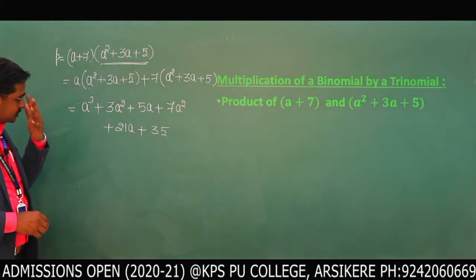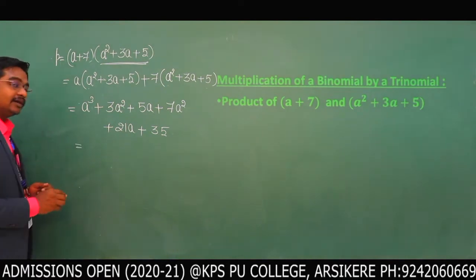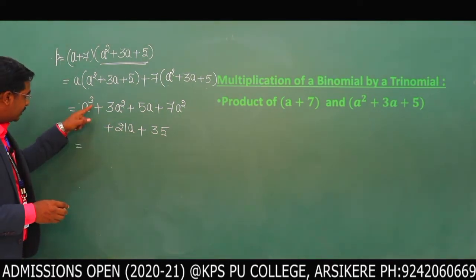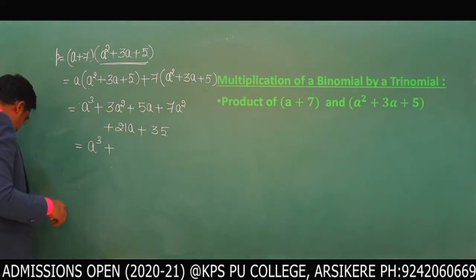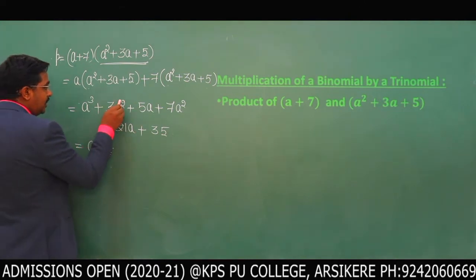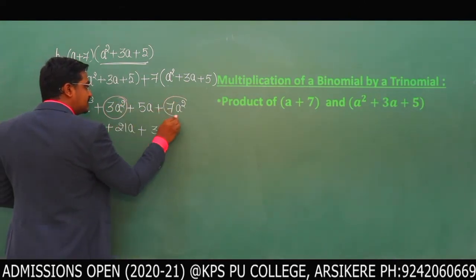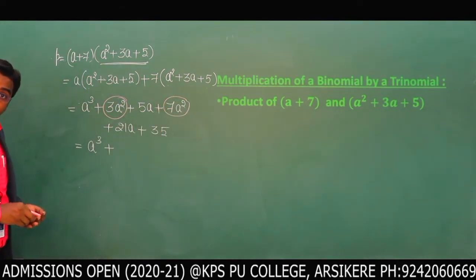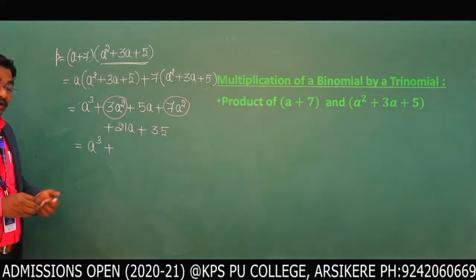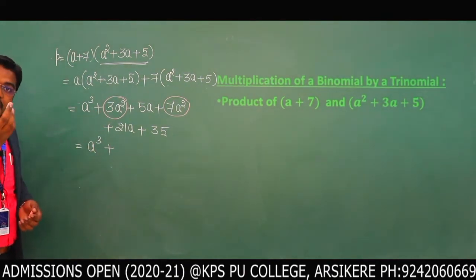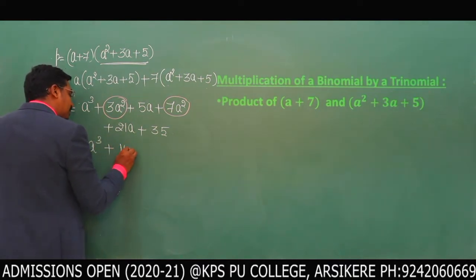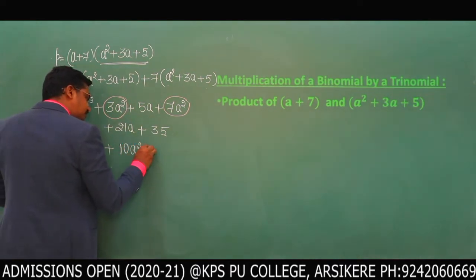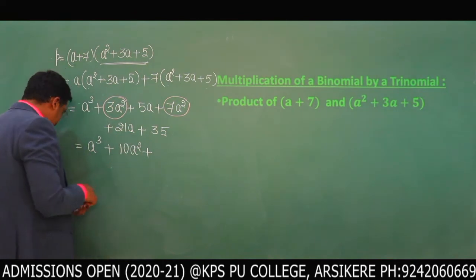So now we combine these terms here. First go with the highest degree term, that is, the power which is greater, a cube. Plus. Now look at the terms: we have 3a square plus 7a square. When you combine these terms, both having a square, because they are like terms, just add the coefficients, 3 plus 7, that becomes 10a square. Plus, again the rest of the terms.